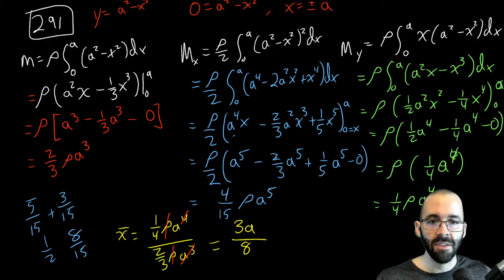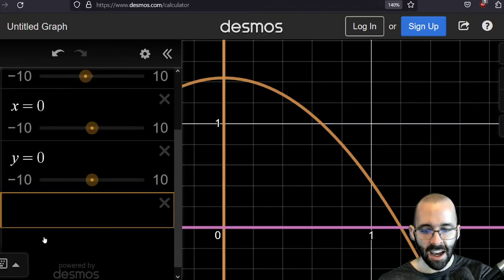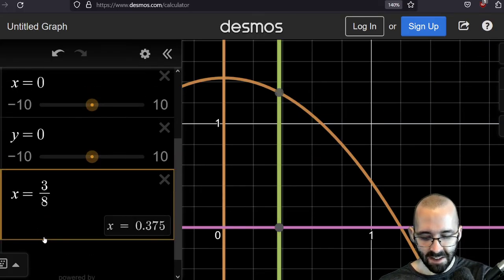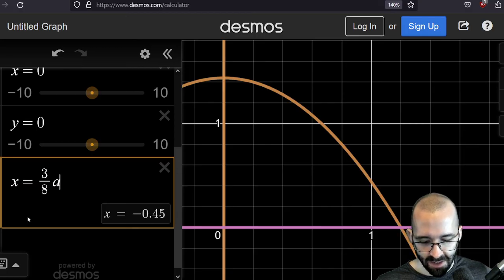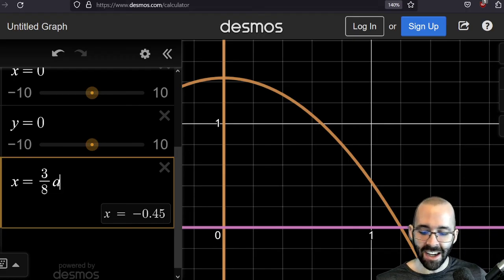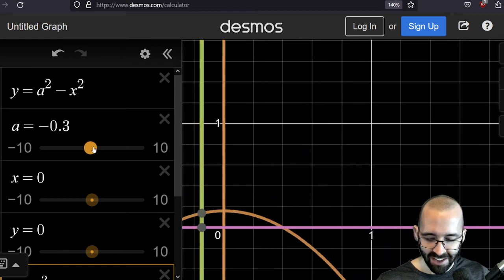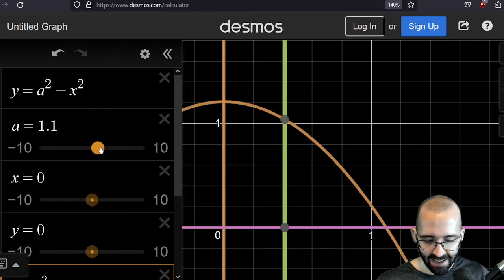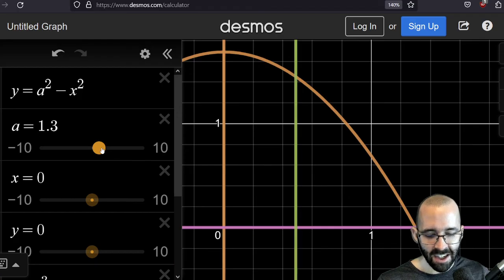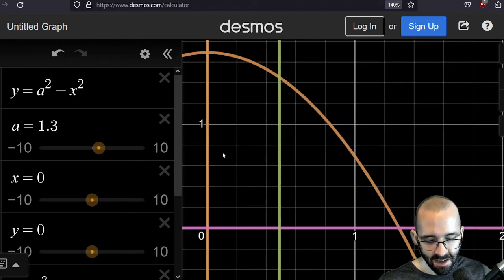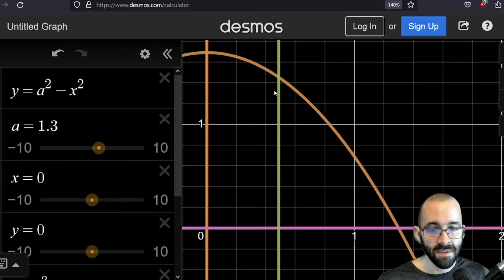Let's check our answer before we even find the other one. The x coordinate of the center of mass, is that 3/8 a? All right, if we're really being pedantic, a either has to be positive or this will be 3/8 times the absolute value of a. Let's just make a be positive. Does that look like the center of mass? Does it look like this region would balance on this line? Yeah, it's believable.